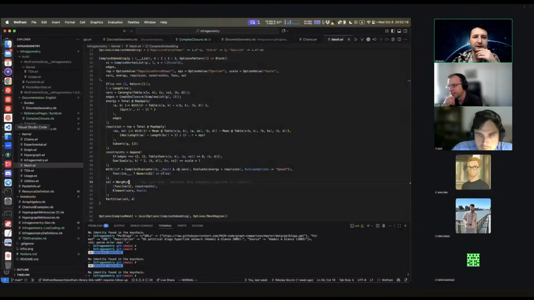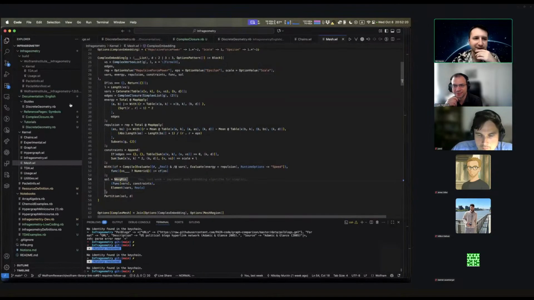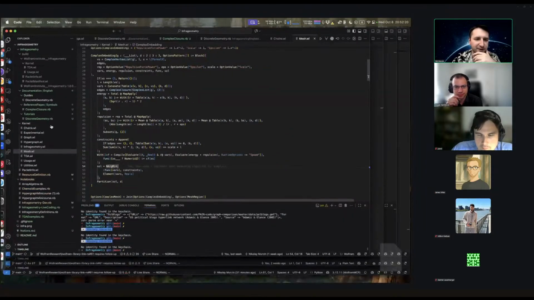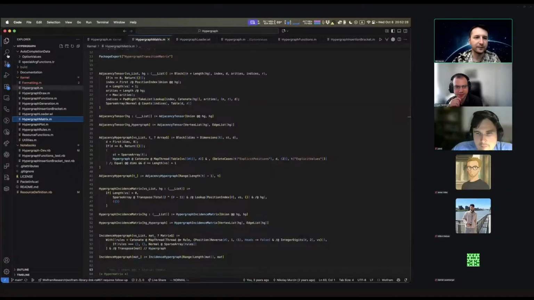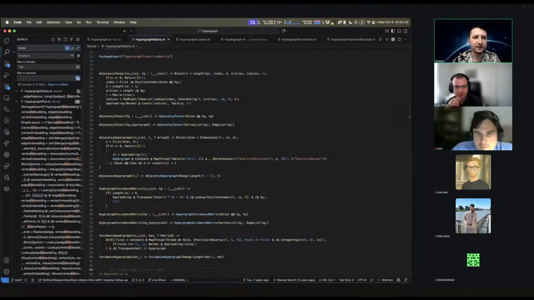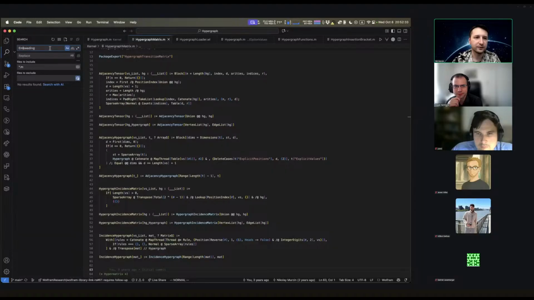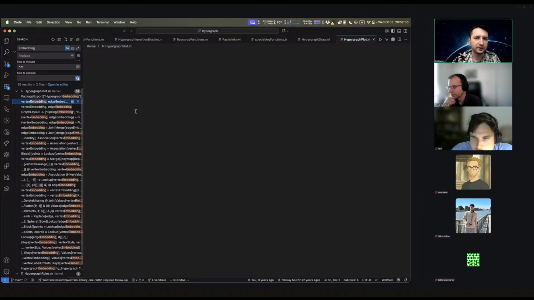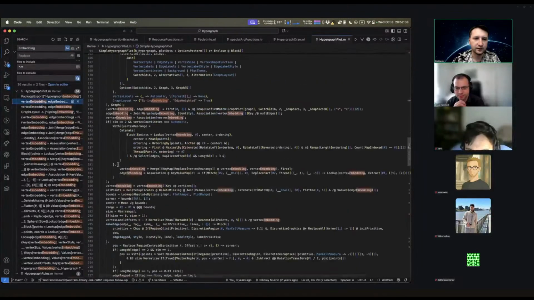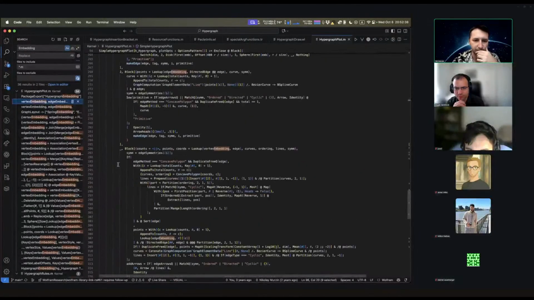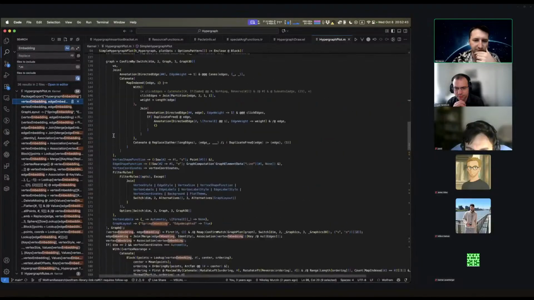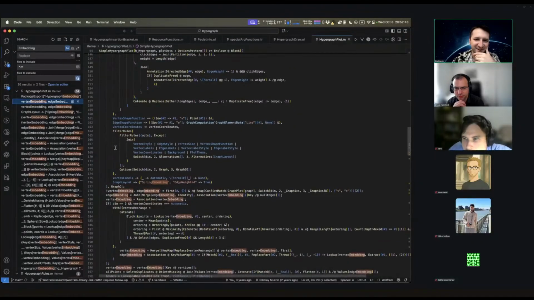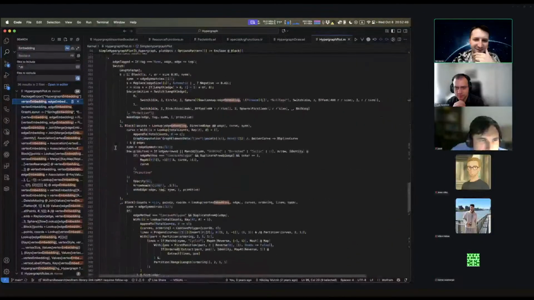Oh, we can take a look at the code. Why not? I can find it. It's in the hypergraph Paclet though. Where is it? Oh my goodness. Embedding. Yeah, it's a mess, I know. Don't tell me. I'm just trying to remember.